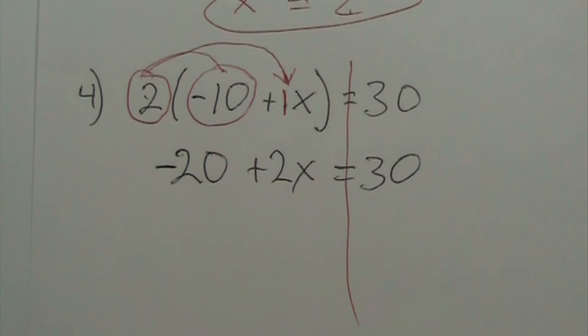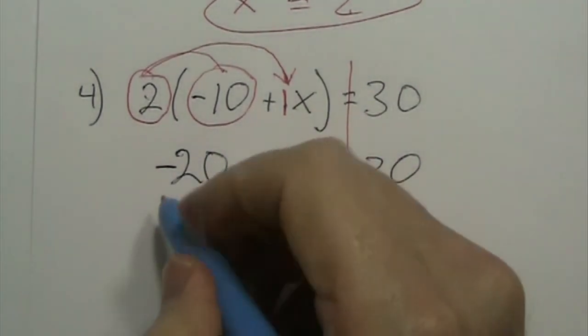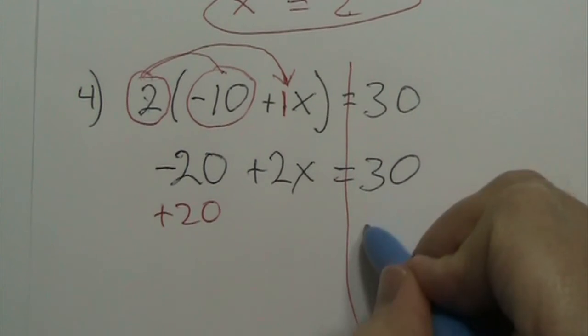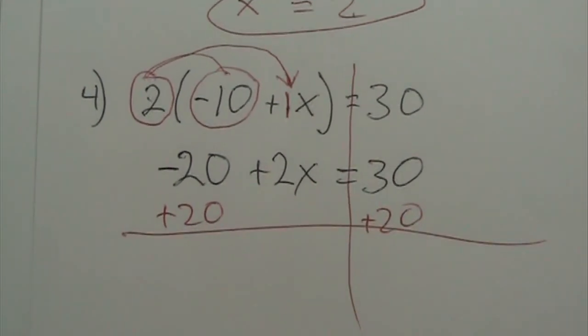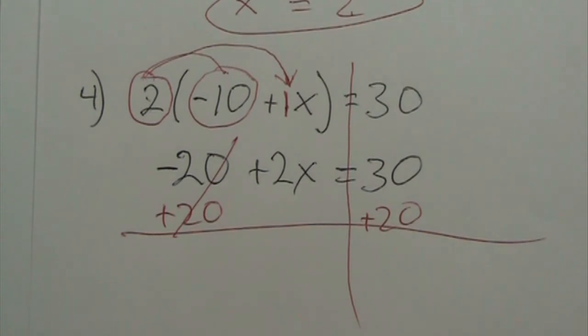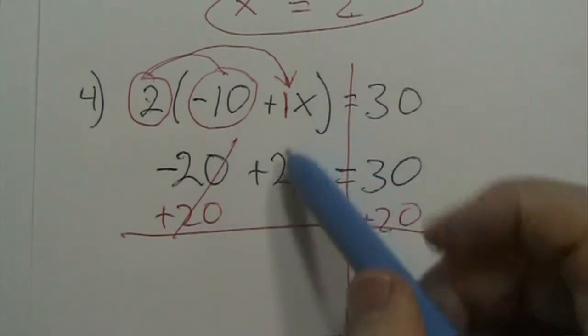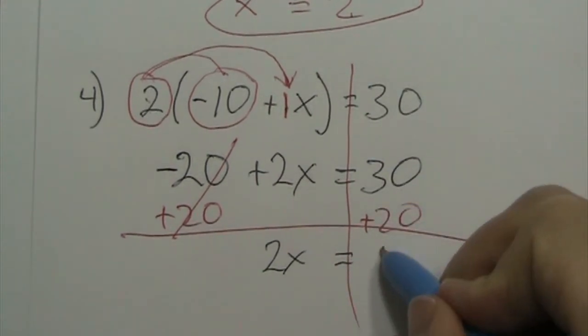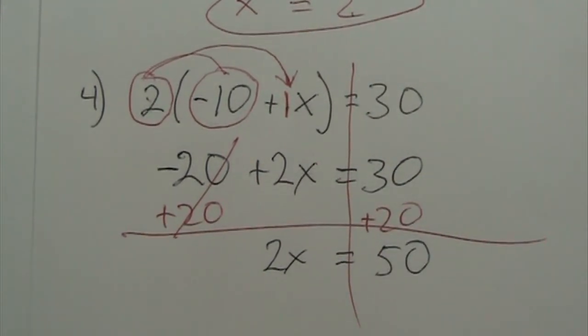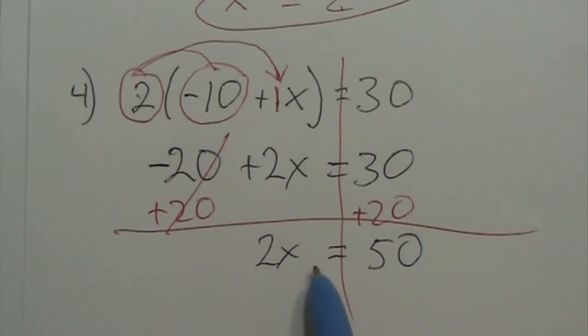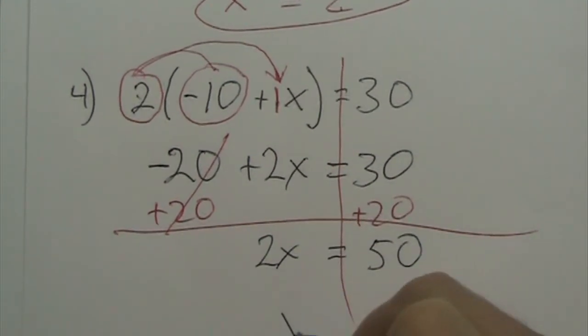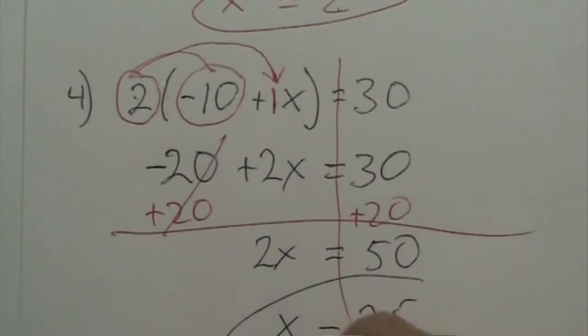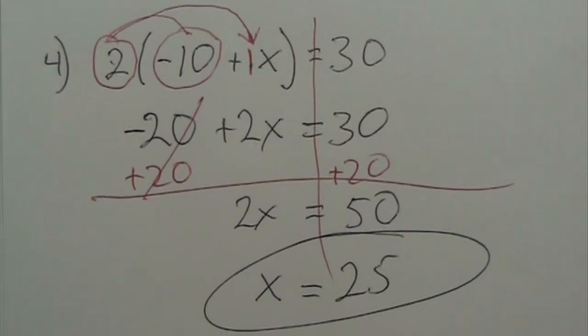Now get rid of the constant. Make it a 0. So to get rid of minus 20, to make that 0, I add 20. That's gone. This is 2x equals 30 and 20 is 50. Okay, you should be able to see your answer right now. 2 times something is 50. 25 is the right answer.